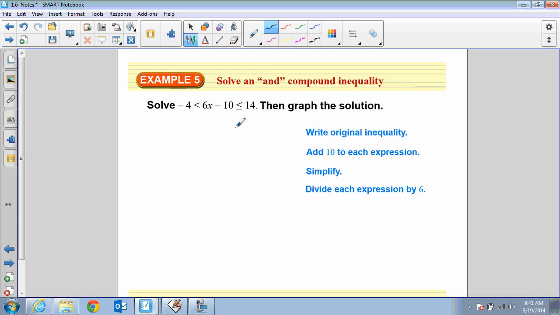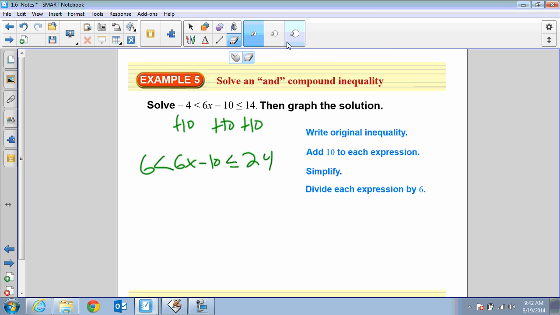All right, compound inequality. The main thing is if there's a compound inequality, you just want to get the x in the middle by itself. We've done this in Algebra 1. So you add 10 to both sides. And we have negative 4 plus 10, which is 6, is less than 6x minus 10, which is less than or equal to 24.